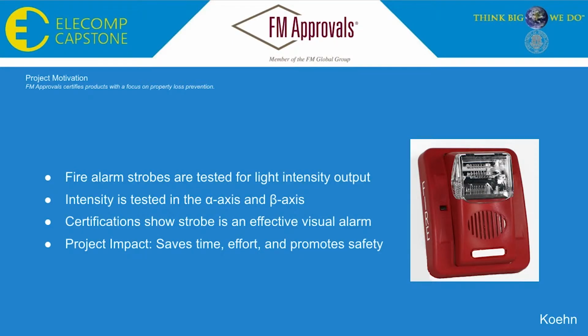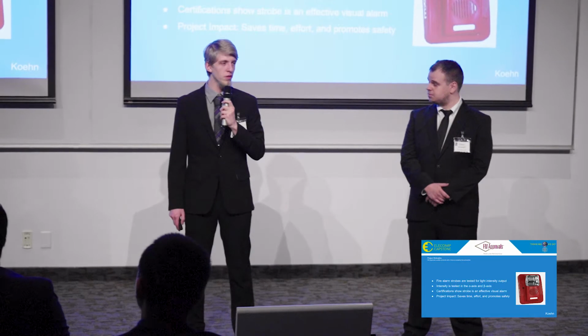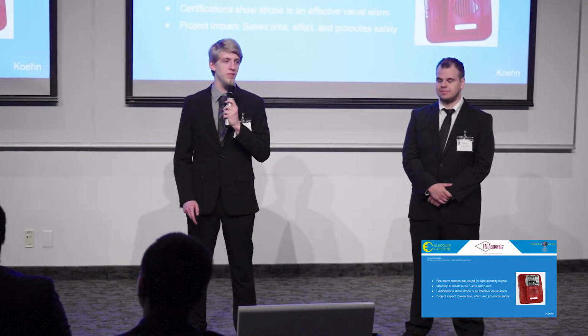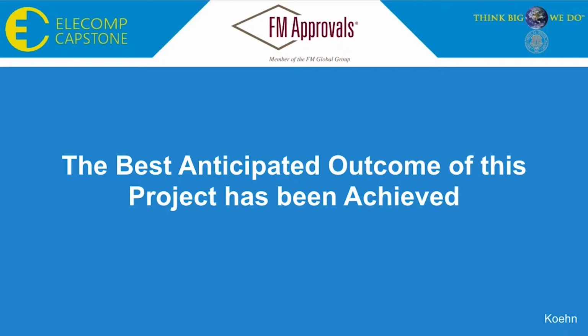FM Approvals is a company that certifies products with a focus on property loss prevention. With that being said, our project motivation was to automate the light intensity measurements for fire alarm strobes as part of the certification that shows that the strobe is an effective visual alarm. Our project impact will save time, effort, and promote safety in the workplace. We are proud to say that our best anticipated outcome was achieved.